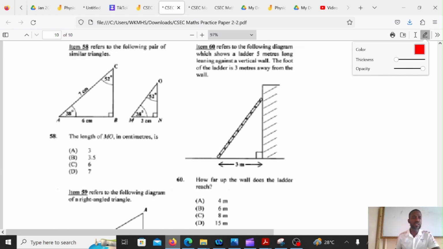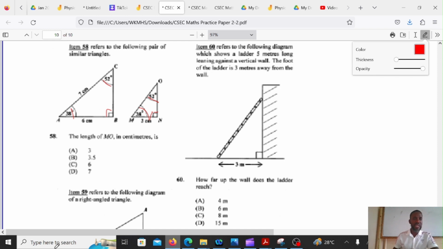Here in question 58, it says the length of MO in centimeters. So what we will realize here is that we are talking about two similar triangles. So this angle and this angle are equal, and then this angle and this angle are also equal. So once we have corresponding angles being equal, then we know that we're dealing with similar triangles. Okay?